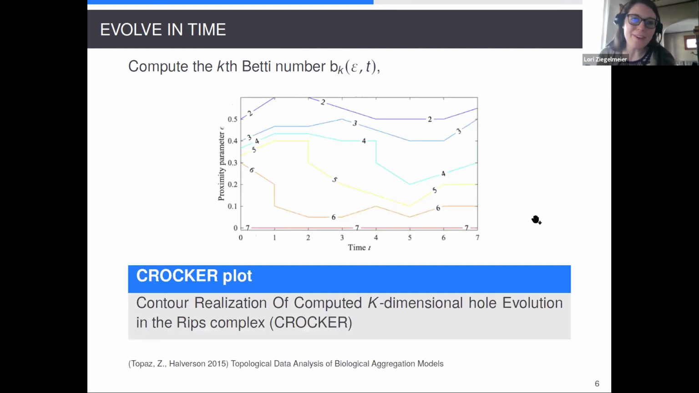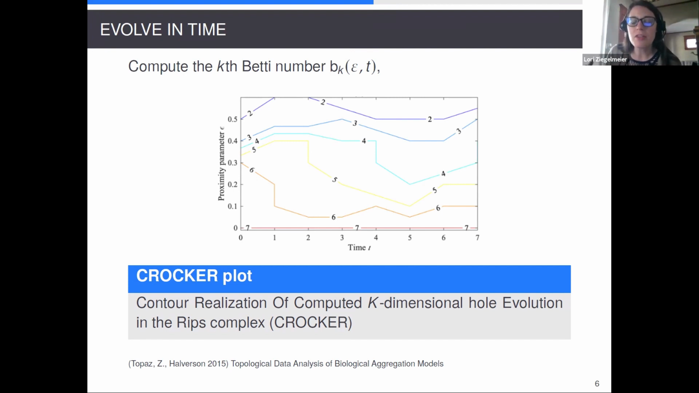We have come up with this sort of clumsy acronym calling this a Crocker plot, where we take this matrix and visualize it with a contour plot because we thought we were funny and clever to have a Crocker plot to display a Betti number. So I'll let you see if you catch that joke here. But in essence, this visualization is a means of displaying topological structure as time varies.